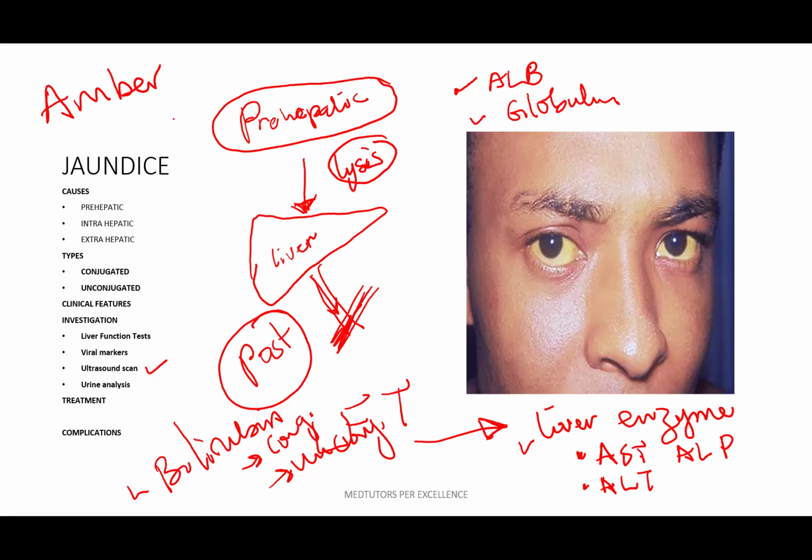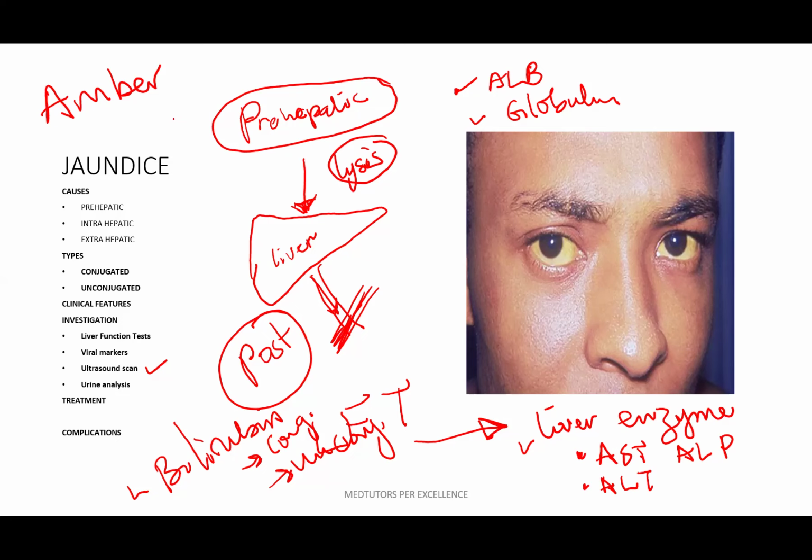So now, that is some basic investigations you need to know. Any patient with jaundice, don't forget, do urinalysis, do ultrasound scan, do viral markers, do liver function tests. Other investigations will depend on the underlying cause of the disease. The treatment depends on the underlying cause of the jaundice, because jaundice is just a sign of a particular illness. It's not a diagnosis per se.